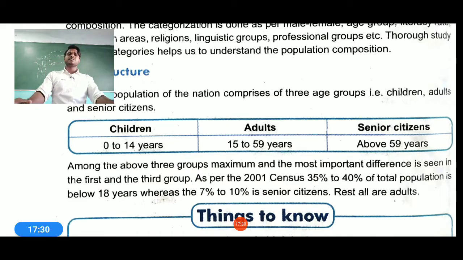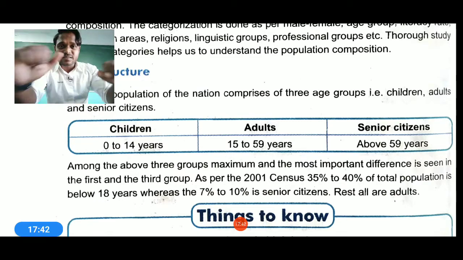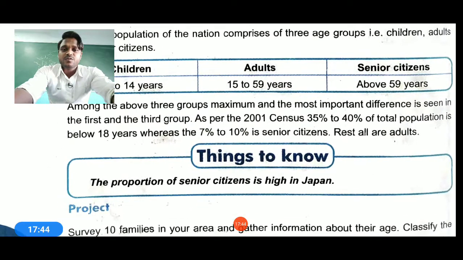As per the 2001 census calculation, 35 to 40% of the total population is below 18 years, whereas 7 to 10% are senior citizens. Rest of all are adults. So India is a youthful country. Which country is that? India is a youthful country.